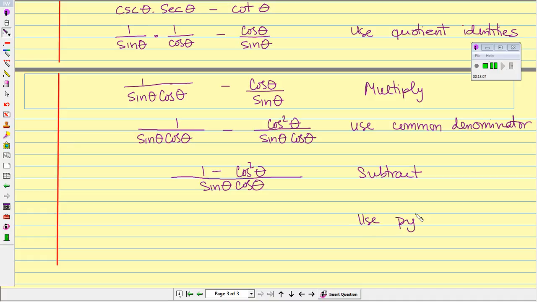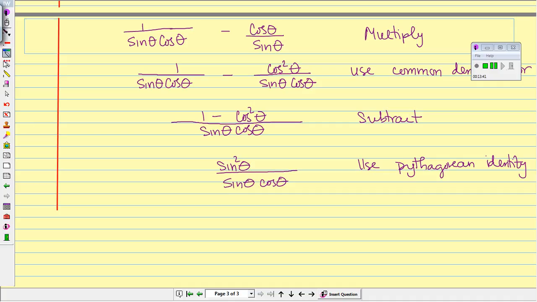When we see 1 minus cosine square, we can go ahead and use the Pythagorean identity. So we substitute 1 minus cosine square with sine square of theta and copy down the denominator, which is sine theta times cosine theta.